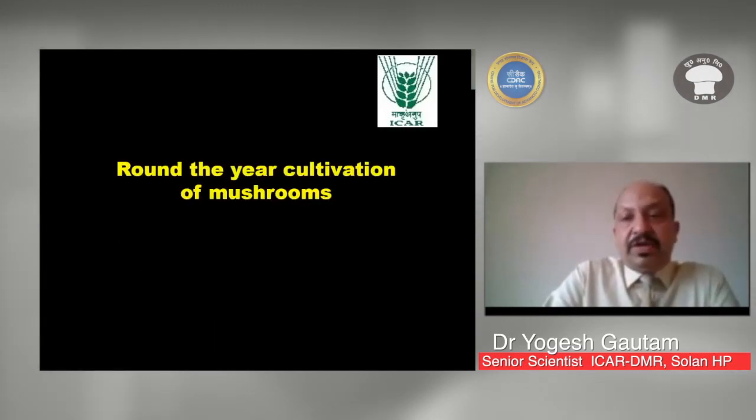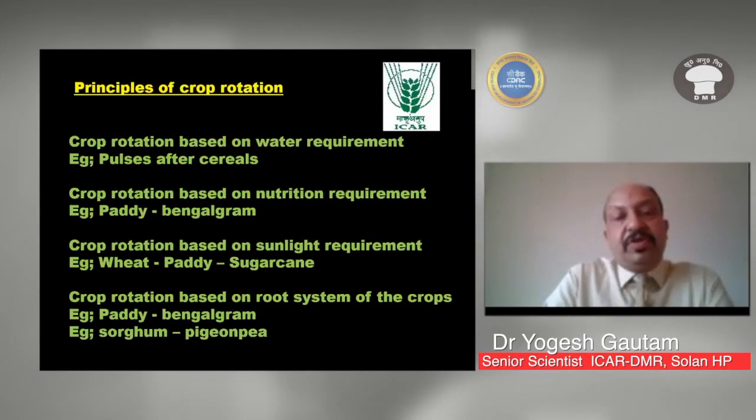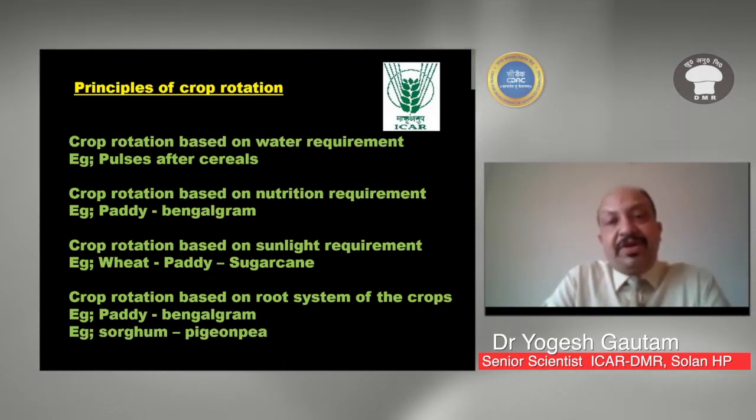Now we come to the round the year cultivation of mushrooms. As you know that different mushrooms are to be given different type of environment to grow them. So if we have a climatic control facility like this AC control facility, we can grow mushroom at any part of the year, at any part of the country. So if you have this facility, then there's no need to go for this round the year cultivation. So round the year cultivation concept is for people who are growing mushrooms seasonally.